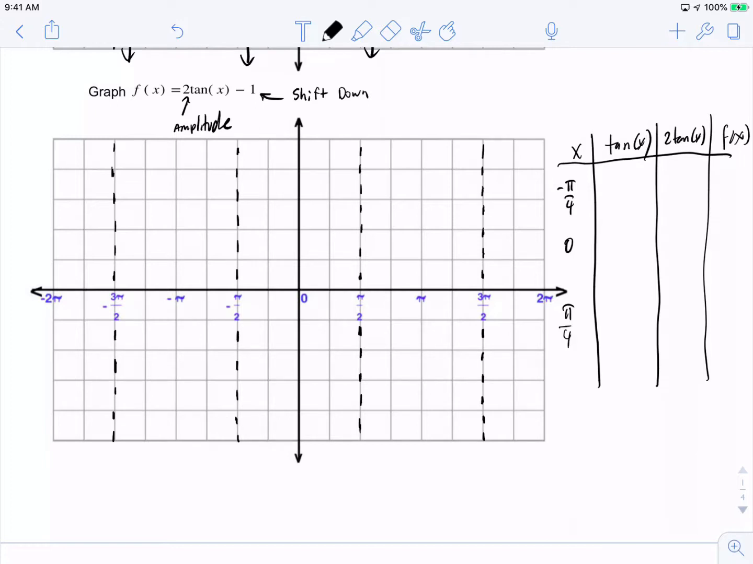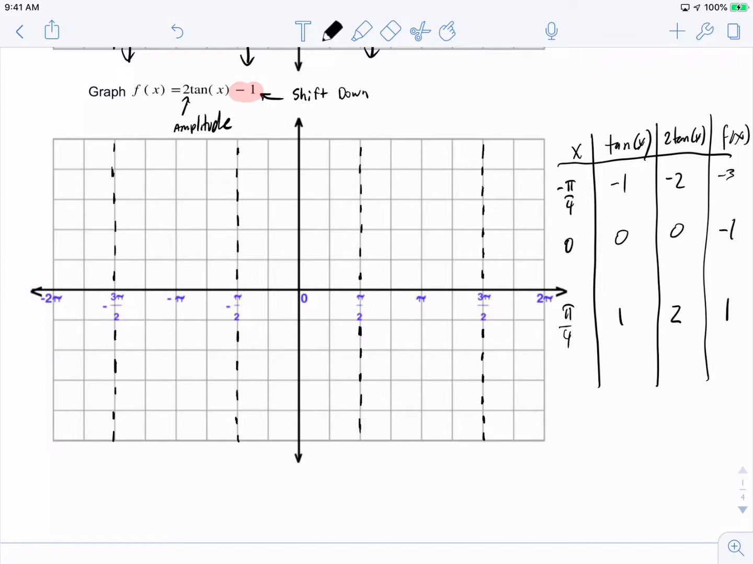And so I know that tangent at negative pi over 4 is a negative 1. And if I multiply by 2, that's going to be a negative 2. And then if I take away the 1 from the function, I'm going to get negative 3. And again, it's taking away that minus 1 from 2 tan of x. And then at 0, I know that tangent is 0. 2 times 0 is still going to be 0. And then if I subtract 1, it's going to be a negative 1. At pi over 4, tangent is 1. Multiplied by 2, and then taking 1 away is going to give us 1.